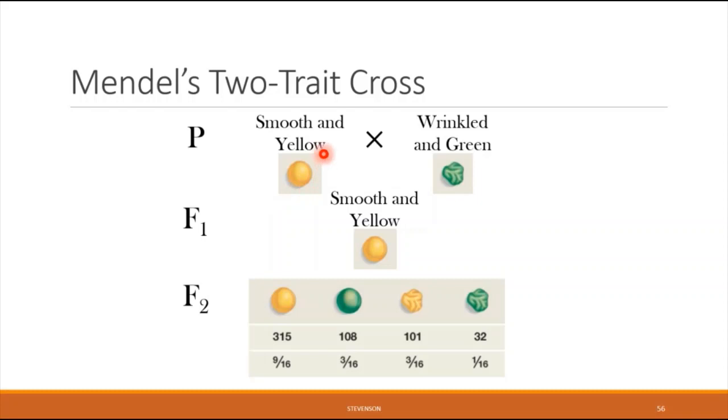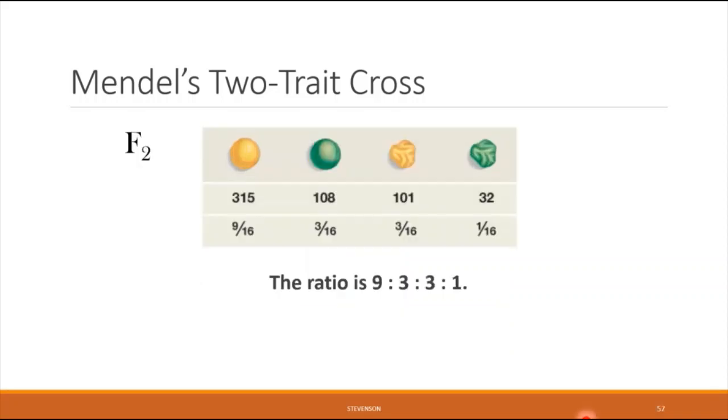For example, he started off with a purebred smooth and yellow and a purebred wrinkled and green. But he saw that those traits did not have to stick together. Or in other words, smooth peas did not always have to be yellow, and wrinkled peas did not always have to be green. Because in the F2 generation, there were smooth green peas and wrinkled yellow peas, which had not been seen in previous generations. He claimed to have done this cross for every single different possibility of the 7 traits that he was studying, and he always found that the ratio of peas in the F2 generation was 9 of one type to 3 of another type to 3 of another type to 1 of the last type.